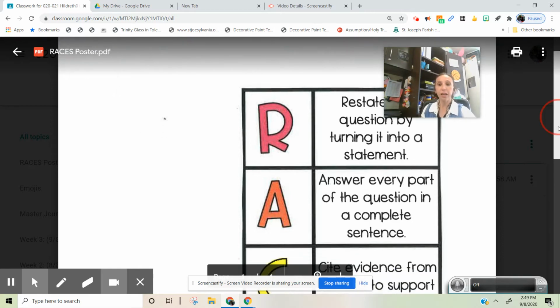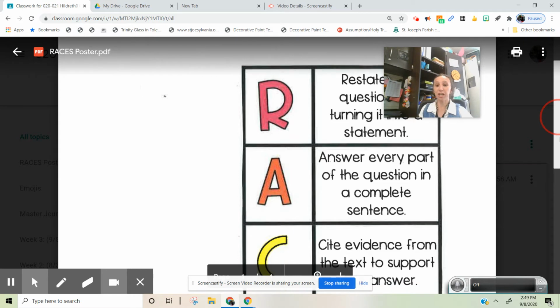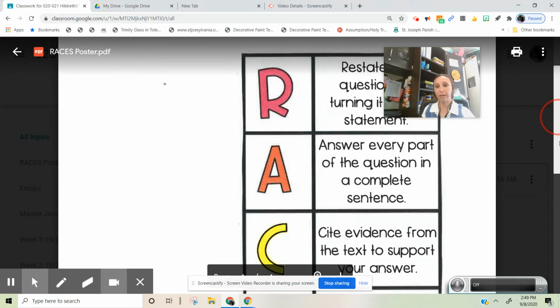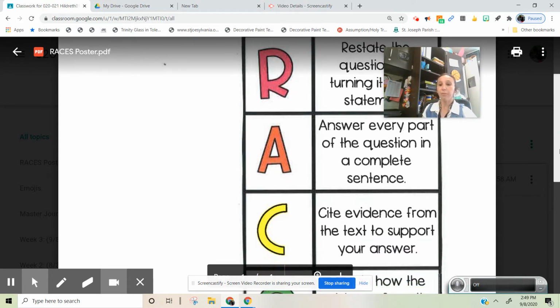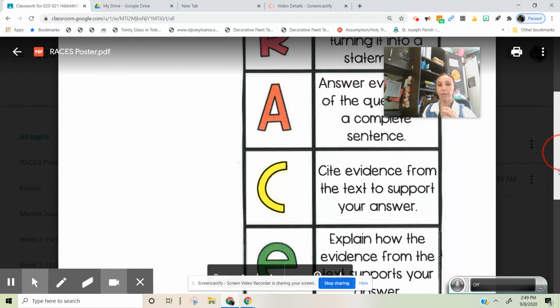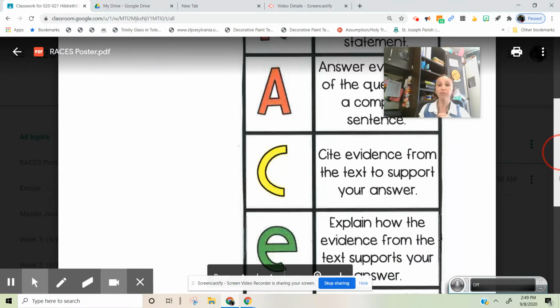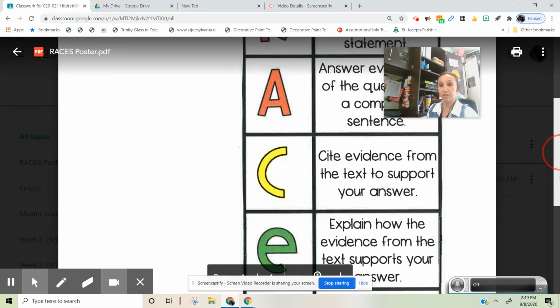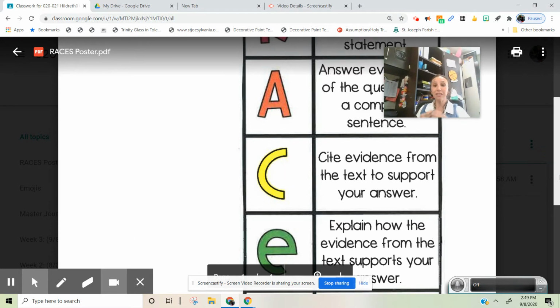Then the A, you answer every part of the question in a complete sentence, just a friendly reminder. And then C and E are like the body of our paragraphs. You're going to cite evidence from the text to support your answer. So that citing evidence is a quote. It's a direct word from the actual text that you're reading.